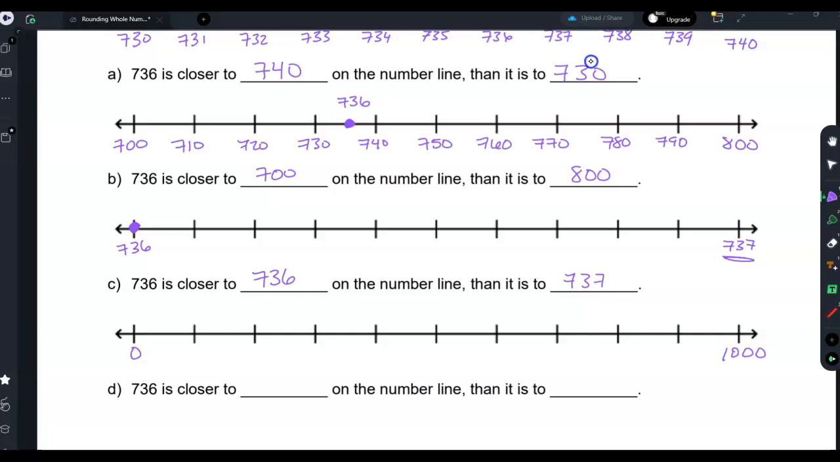So let's see, halfway between 0 and 1,000 is 500, which means I'm counting by hundreds. So I'll go ahead and label all of those. And then let's label 736. So that's going to be somewhere between 700 and 800. Put a filled-in circle and label that. And so we can see if I'm trying to decide between 0 or 1,000, 736 is definitely closer to 1,000 than it is to 0. And so that's why we rounded this to 1,000.